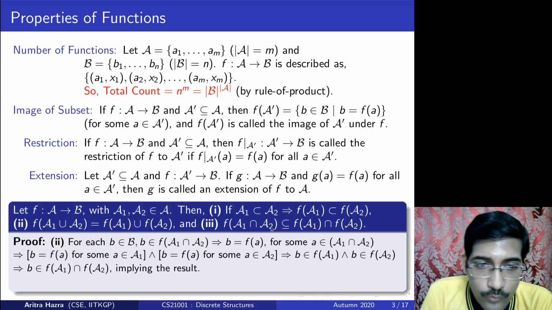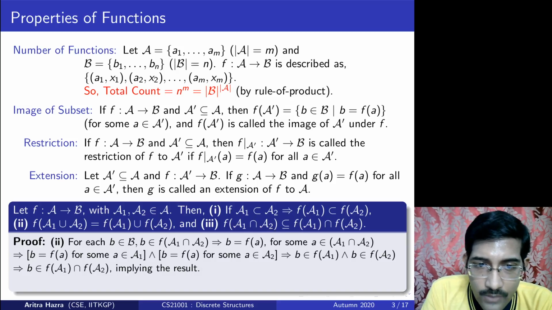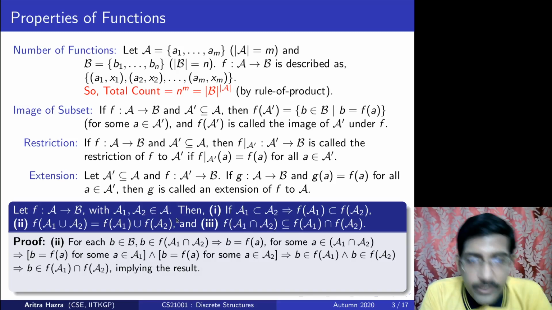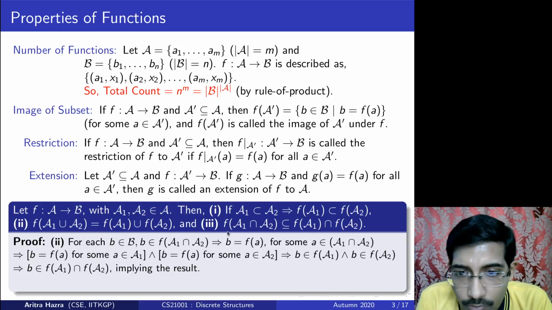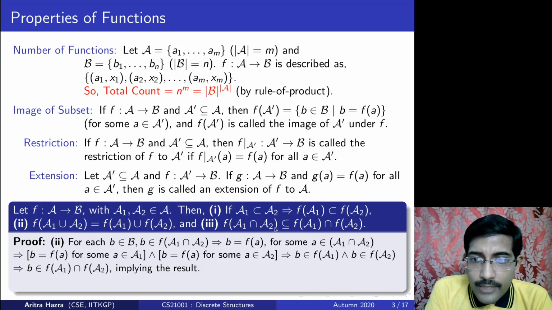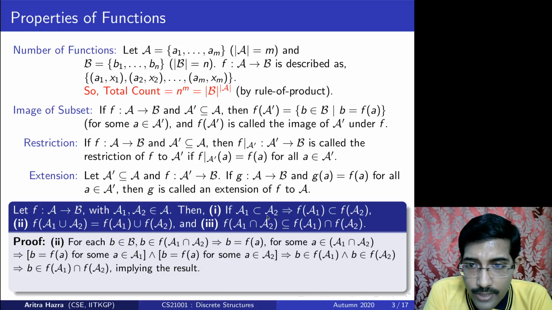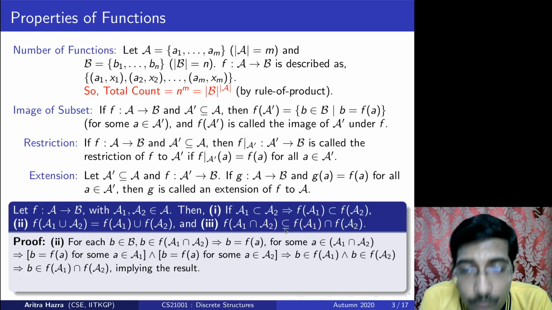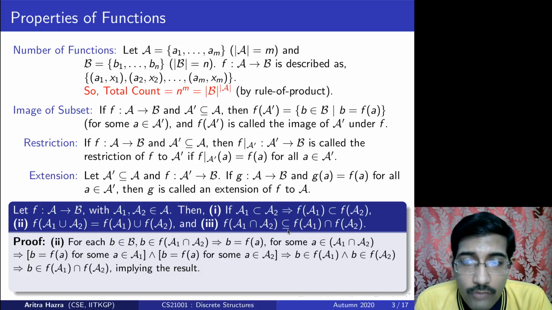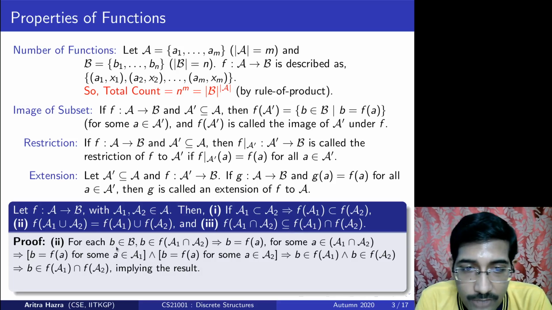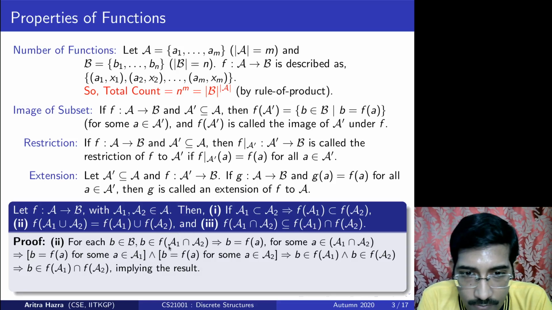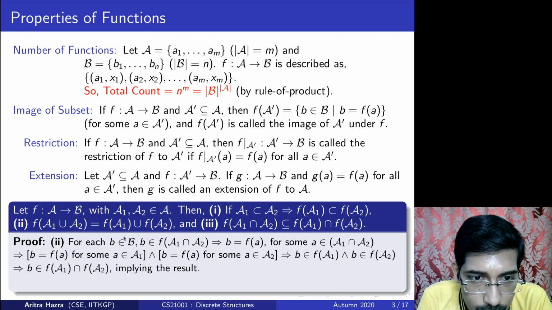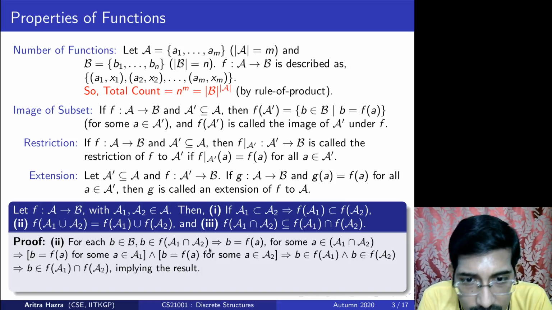So I am just proving the third one, this one. The third one I am proving because the rest are similar. What we need to show here is that an element that belongs to F of A1 intersection A2 will imply that the same element belongs to this right side set as well. That is how we prove such subset equal to relations, as we saw in the set theory lecture. So let's say we have an element B that belongs to this set.